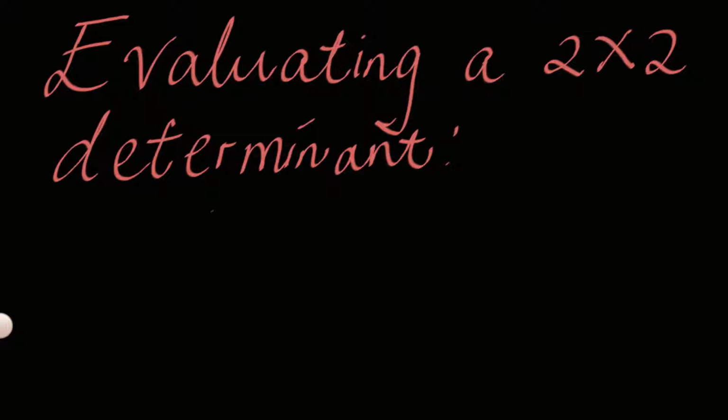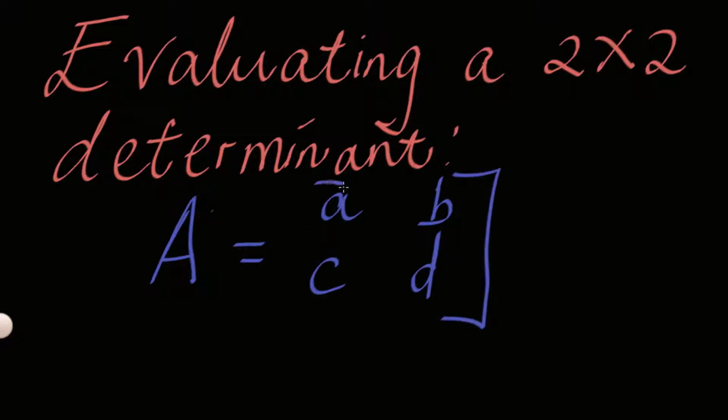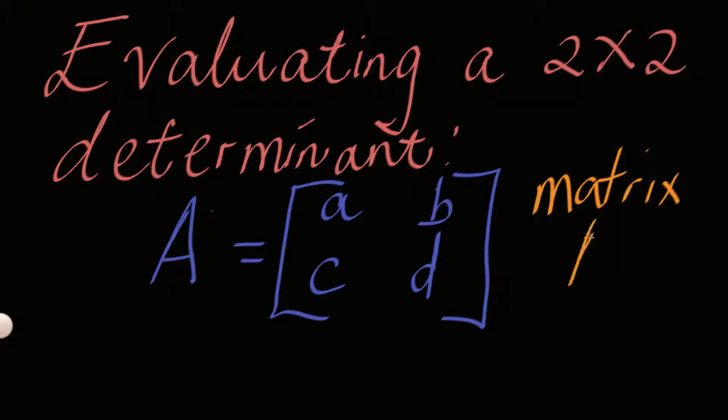In this video, I shall explain how you can evaluate a 2 by 2 determinant. Let me go back a little bit. Before we talk about determinants, we have to speak about matrices. If I write A equals A, B, C, D, and I use square brackets or the other kind of brackets, what I have here is a matrix. So this is matrix A.